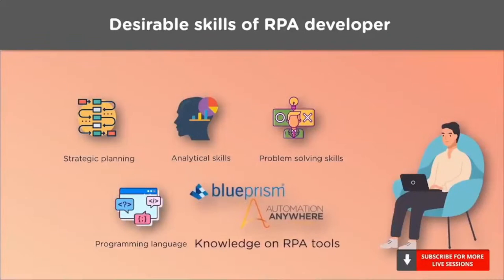Next up is hands-on experience on RPA tools and cognitive platforms like Blue Prism, Automation Anywhere, Redwood, OpenSpan, etc. Other general skills include communication skills as well. This is pivotal for any organization. The developer should be outspoken and should articulate new ideas.